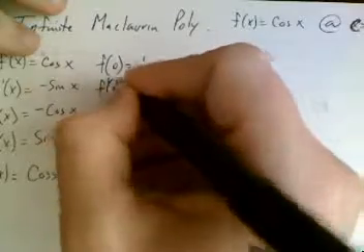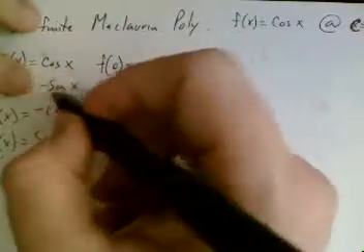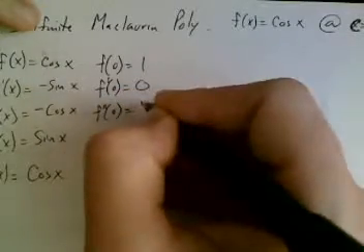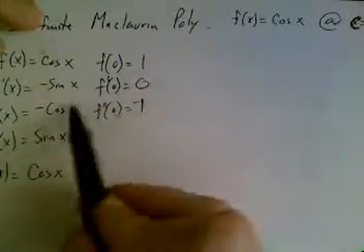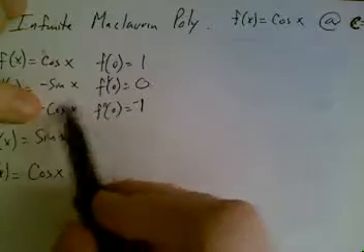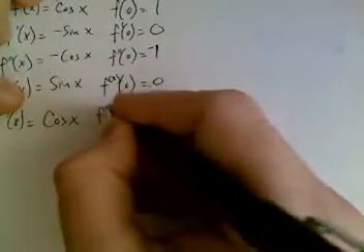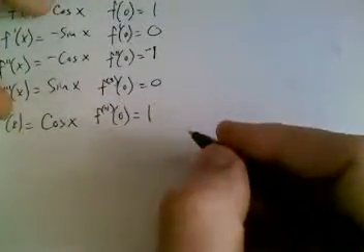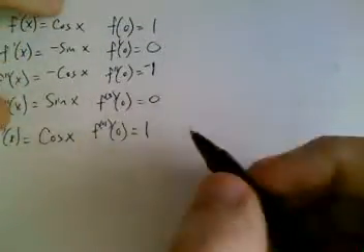F prime of 0, well, when I plug in 0 for sine, I get 0. The second derivative is a negative 1. Again, when I plug in 0 for cosine, I get 1, and then I negate it, so negative 1. The third derivative at 0 is going to be 0 because sine of 0 is 0. The fourth derivative at 0 is going to be a positive 1. I hope you see a pattern starting to emerge.